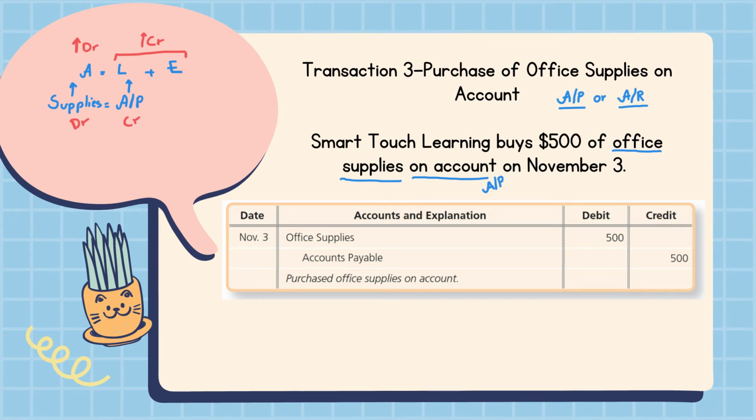So in the journal, I'm gonna start with the debit account first. I'm gonna write supplies first, office supplies. Then in the second line, I'm gonna leave a space for the account to be credited, which is accounts payable. And here you're gonna write the amount, which is 500. Then here is the date. Again, this is the description for this transaction.